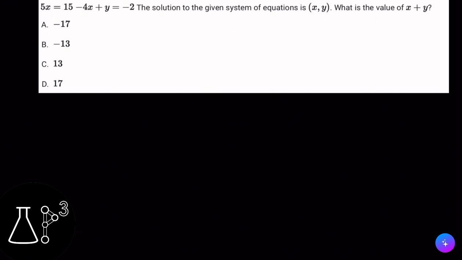let's get started. So I'm given two equations, 5x equals 15 and negative 4x plus y equals negative 2. And we're looking for the solution to the given system of equations, x and y. What is the value of x plus y?